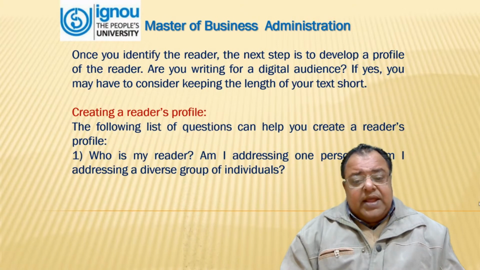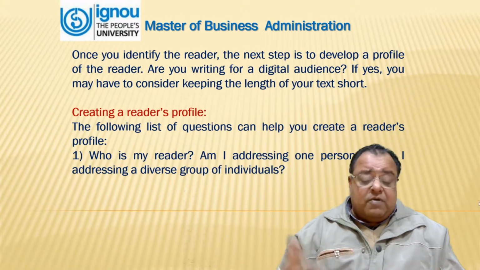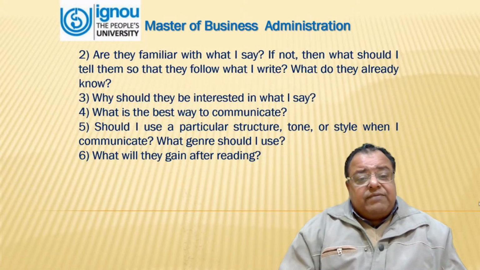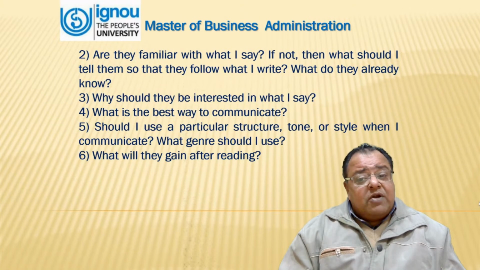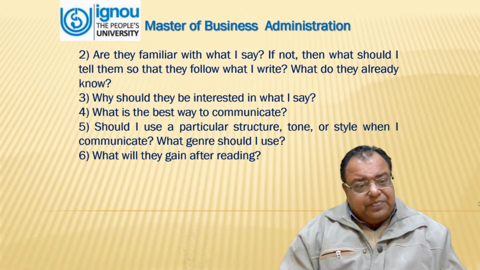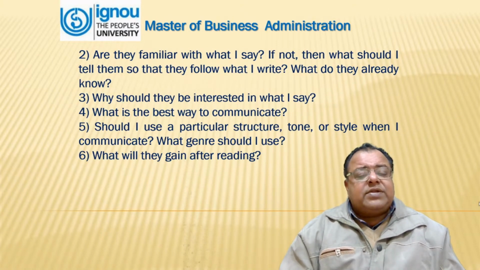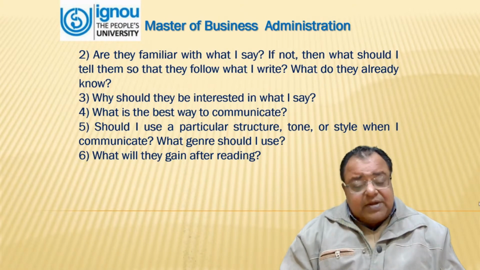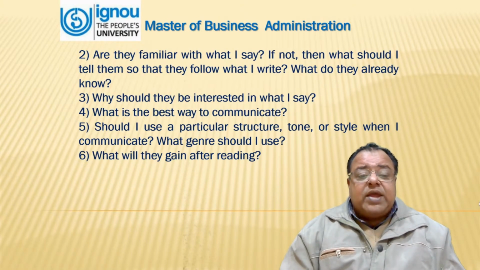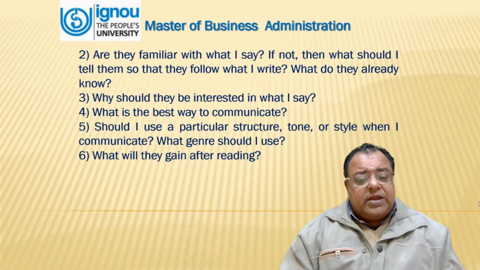Who is my reader? Am I addressing one person, or am I addressing a diverse group of individuals? Are they familiar with what I say? If not, then what should I tell them so that they follow what I write? What do they already know? Third, why should they be interested in what I say? Fourth, what is the best way to communicate? Fifth, should I use a particular structure, tone, or style when I communicate? What terms should I use? What will they gain after reading?